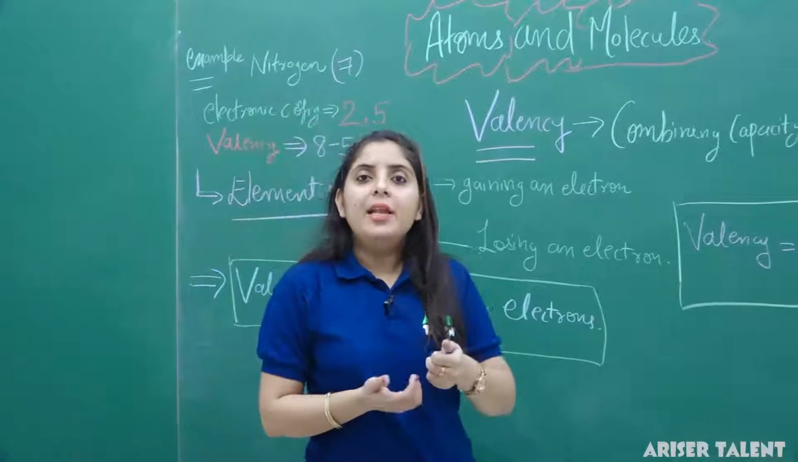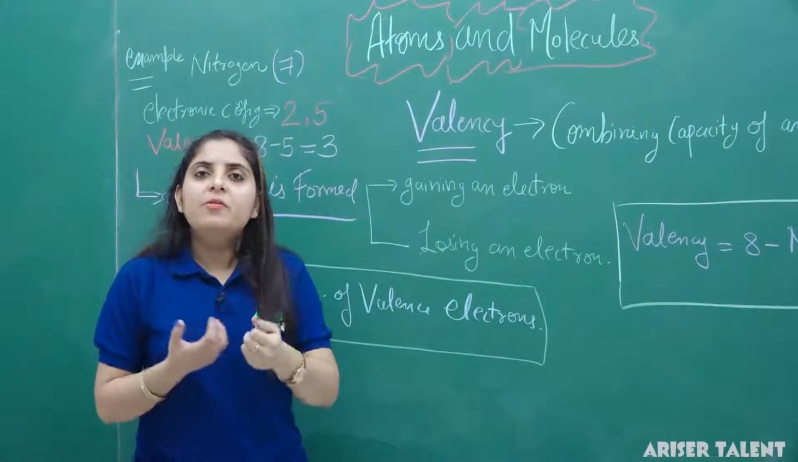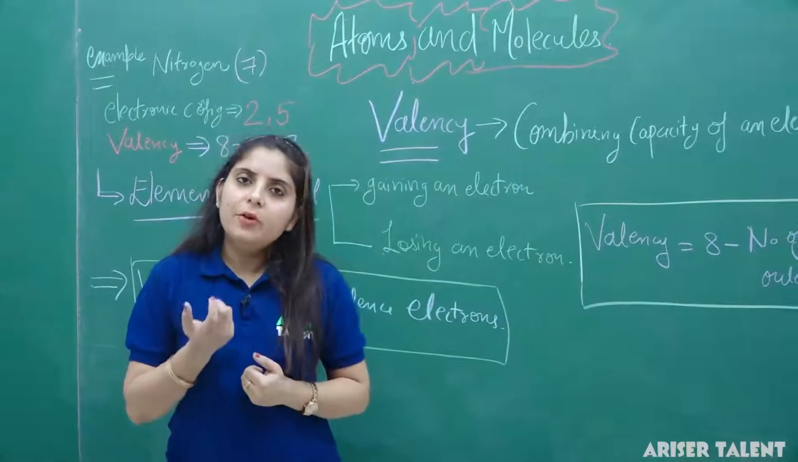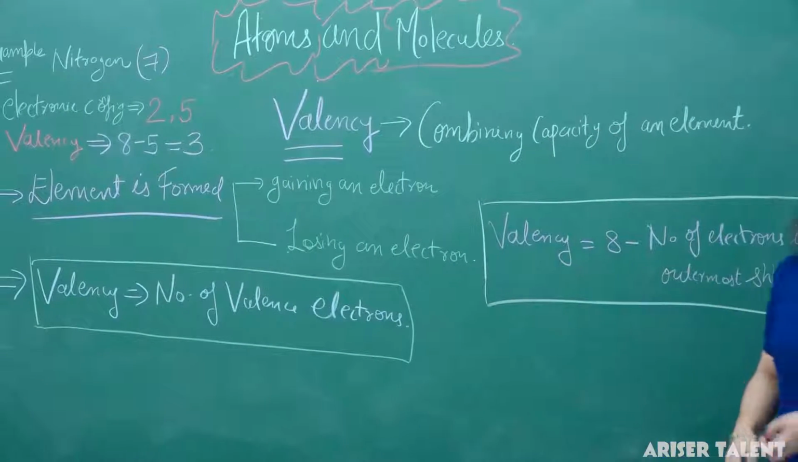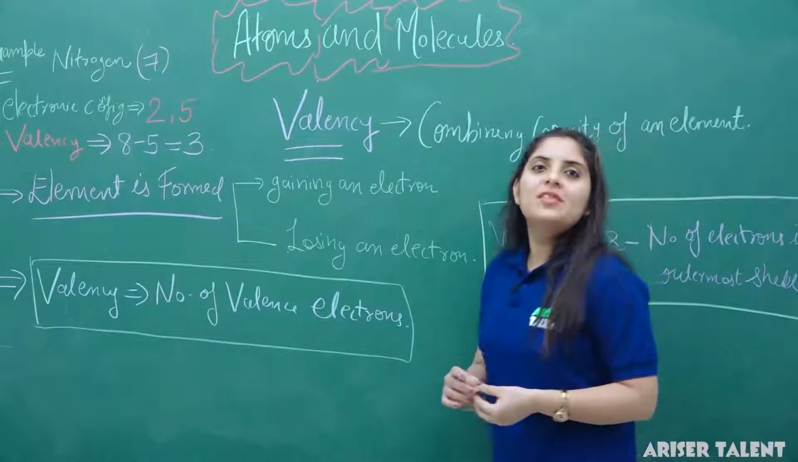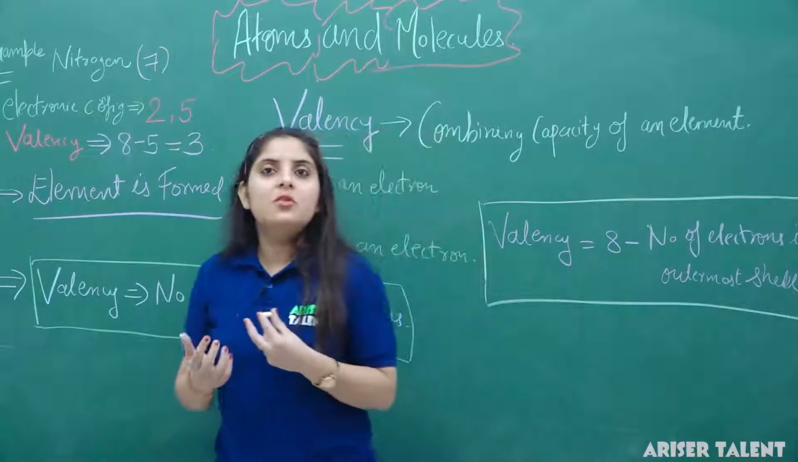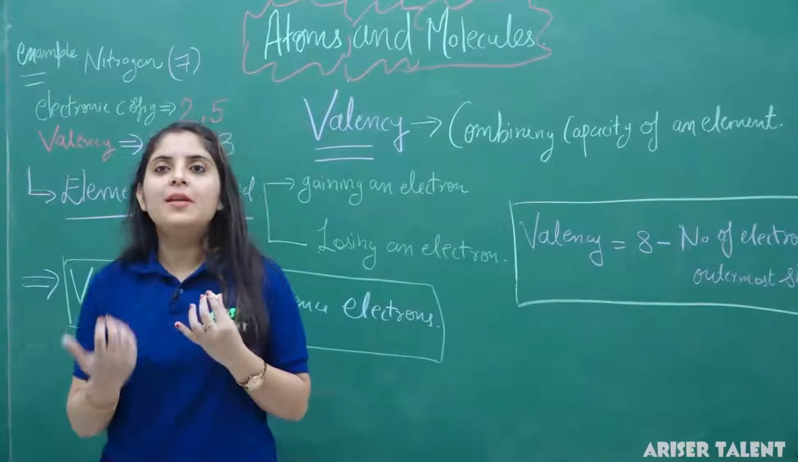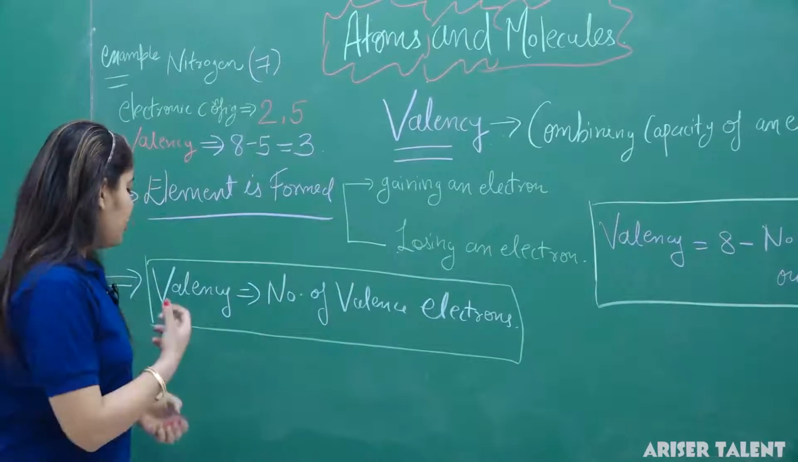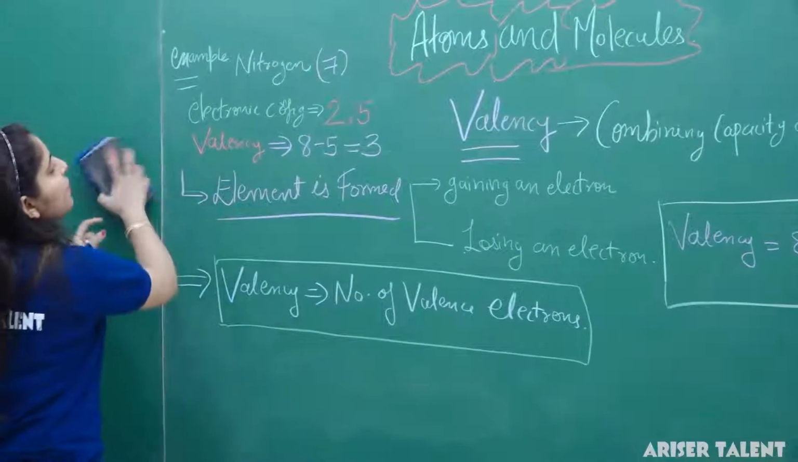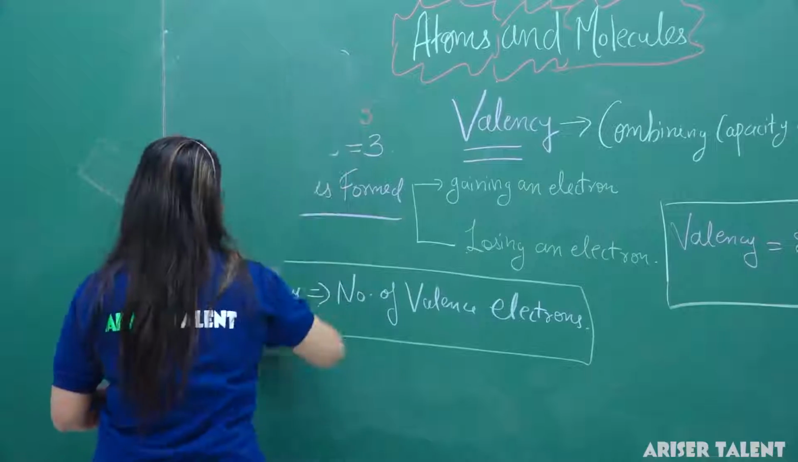Now, I am going to tell you about the valency of different elements we have in our periodic table. So, now we are going to discuss the different valencies of different elements. It means what number of atoms they need to form their stable electronic configuration. So, here we have the valency for different elements.